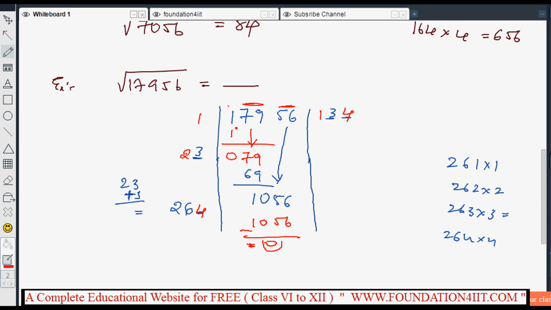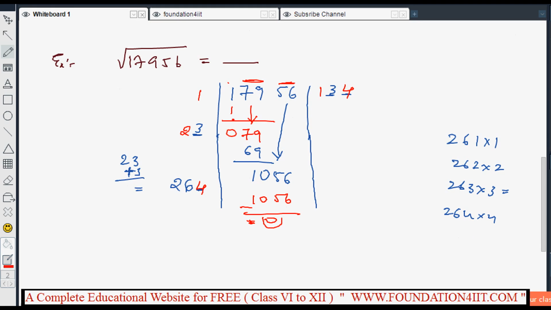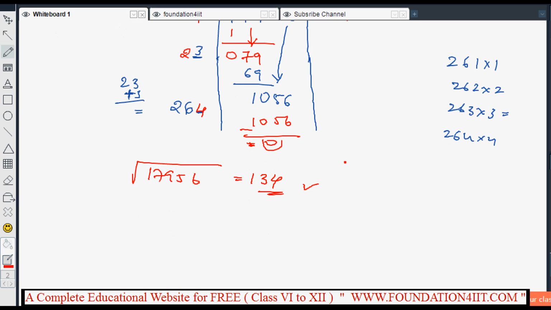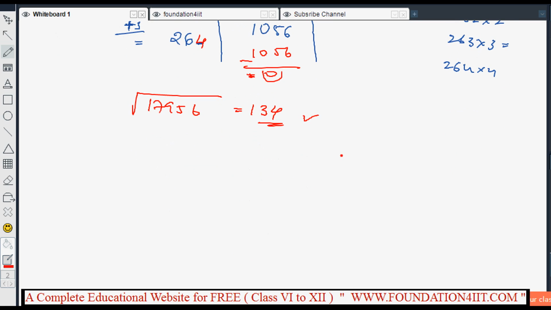Therefore, the square root of 17,956 is equal to 134. So this is actually the division method we need to do for finding the square root. Using this division method, I'll also ask a few problems. I'll show you how the questions will come based on this division method.